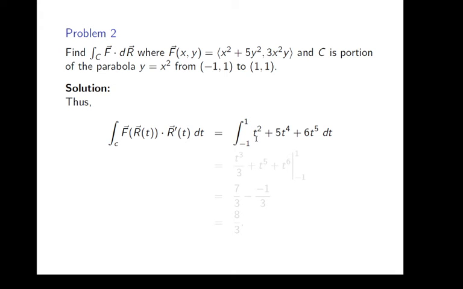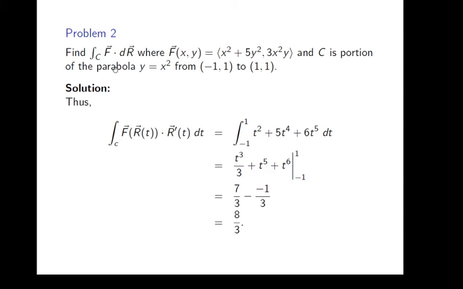Now the integral of t squared is t cubed over 3, the integral of 5t to the 4th is t to the 5, and the integral of 6t to the 5 is t to the 6. And so all we need to do is to evaluate this sum from -1 to 1. So plugging in 1 to this sum, we get 7/3. And plugging in -1 to t, we get -1/3. So this integral here is equal to 7/3 minus -1/3. And so the answer is 8/3.